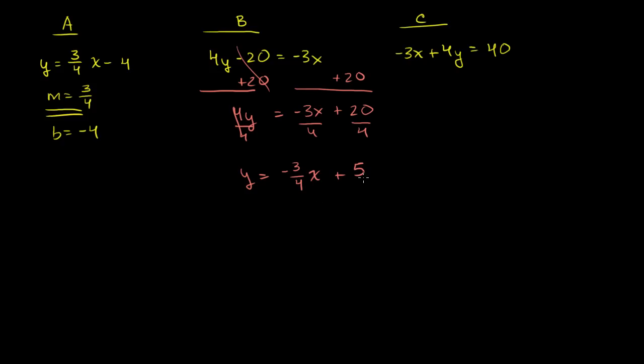So in this case, the y-intercept is 5. But most importantly, the slope is negative 3/4. So it's different than line A. This is negative 3/4. This is positive 3/4. So these two definitely aren't parallel.